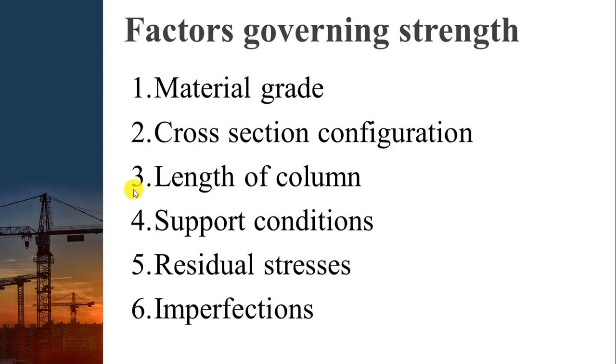And then imperfections. Now we are defining some cross-sectional properties. Suppose we say it is an angle section 90 by 90 by 6. It means the leg length is 90 mm, but it may happen that due to some problem while manufacturing the section, some imperfection might be there. The length will not be exactly 90, it may be more than 90, 91 or 92 mm, or it may even vary in the thickness. So that will also govern the compressive strength of the member. Likewise, these are the different factors which govern the compressive strength of the member.